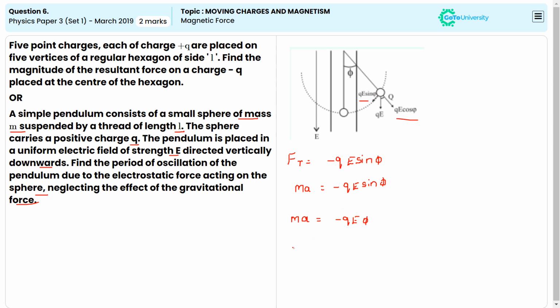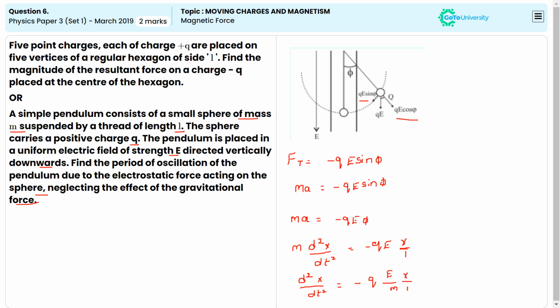Then M a is equal to M times d squared x divided by dt squared, which is equal to minus Q times E times x upon L. Then d squared x by dt squared is equal to minus Q times E by M times x by L.